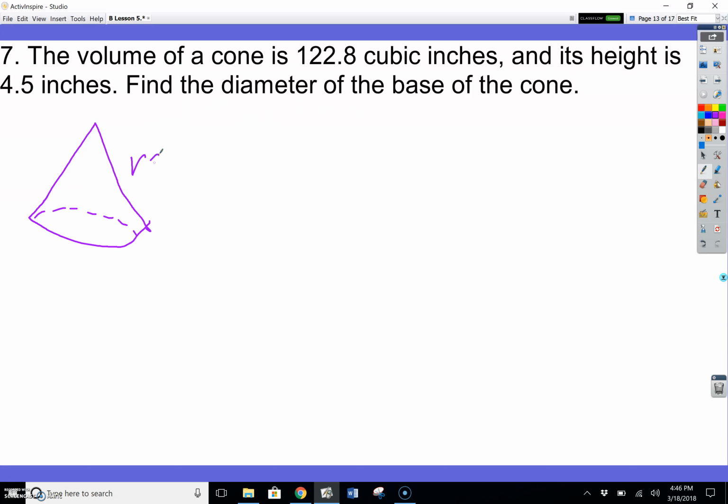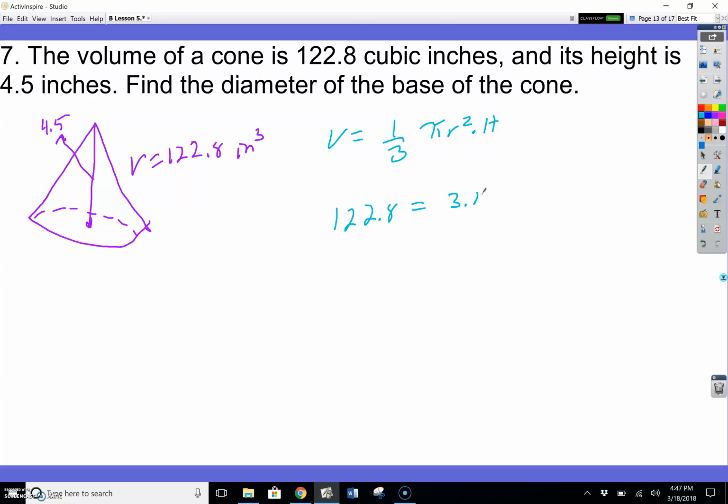So it says the volume of this cone is 122.8 cubic inches, and the height of it is 4.5 inches. It says find the diameter. So first we think about what is the volume of a cone. The volume of a cone is 1/3 pi r squared times the height. Let's plug in everything I know. I know the volume is 122.8. I know pi is 3.14. I don't know what my radius is, but I know my height is 4.5.